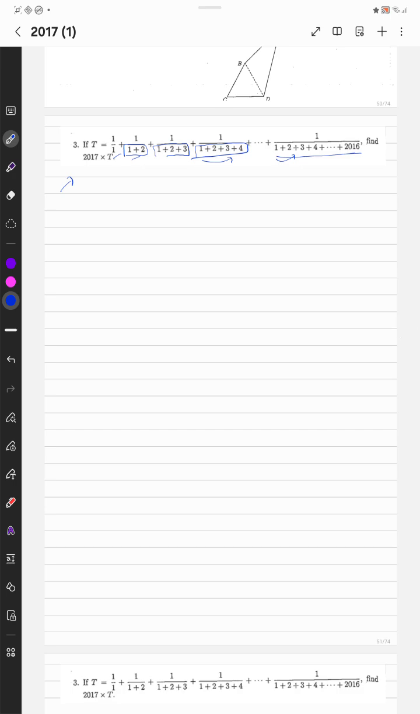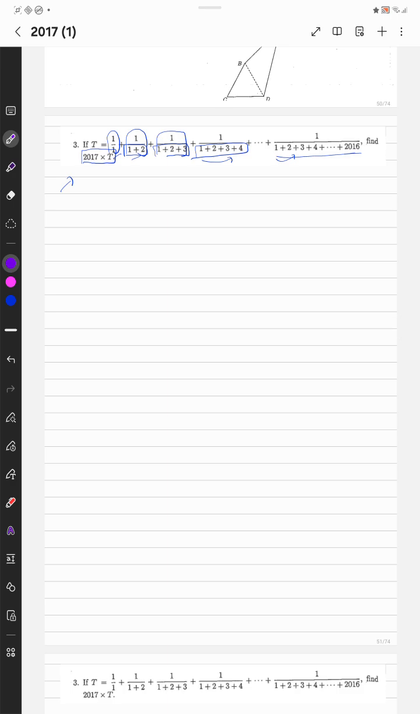If that's what t is, the sum of all of these sequential terms which have a specific pattern, the question is asking what is the value of 2017 times t. So that's what the question is about. How we can actually approach it is really straightforward if you observe a specific thing.